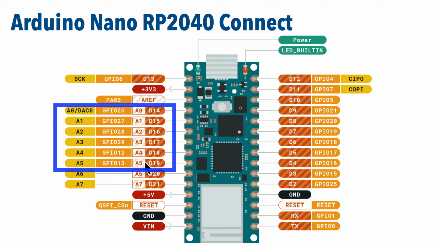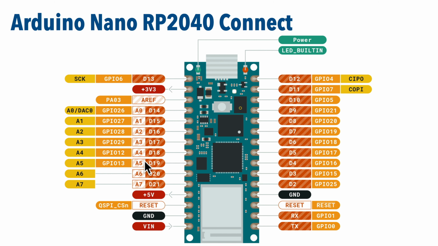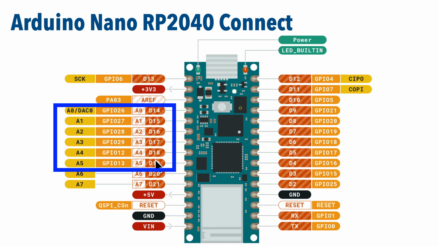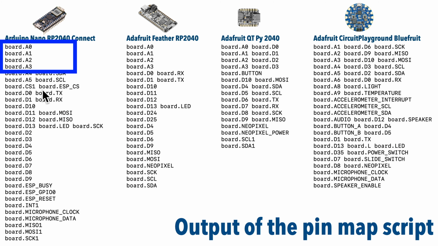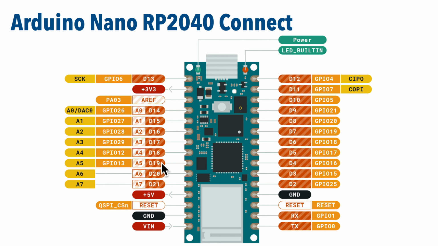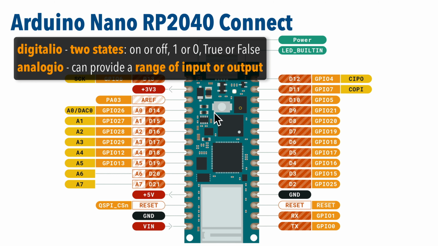Also know that even though a name shows up in a pinout diagram, that does not mean that it's available in CircuitPython. You see how in the diagram here, A0 through A5 are also labeled as D14 through D19? Well, if we go over and take a look at the pin mode script output, the pins A0 through A3 don't have any alias names. So if you want to use these pins on this particular board, you can only use the names A0 through A3.